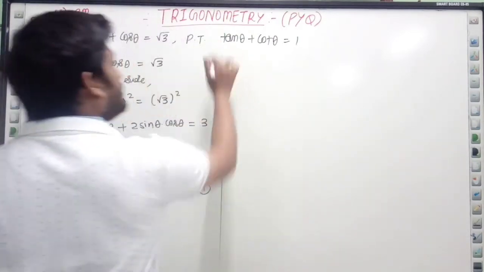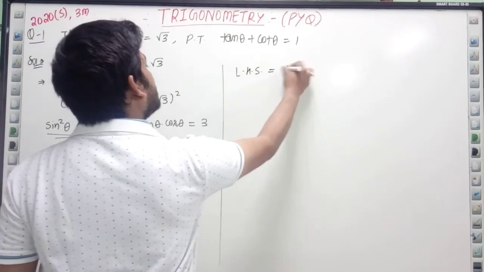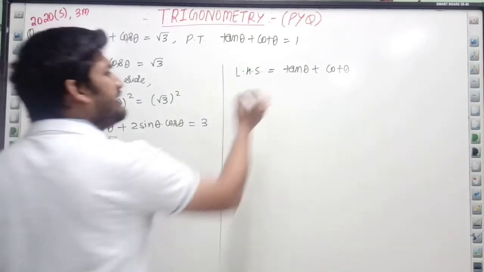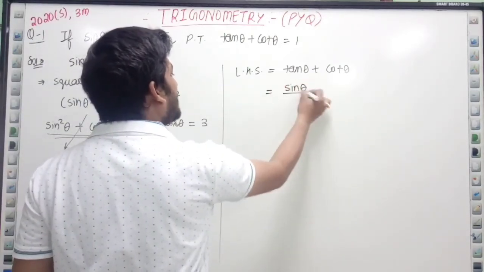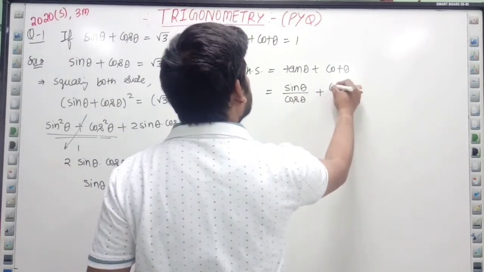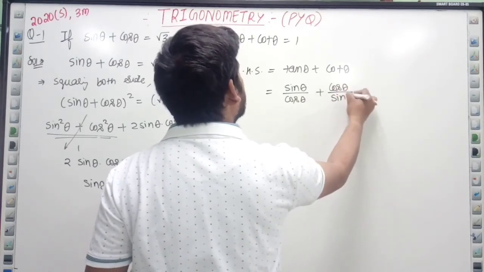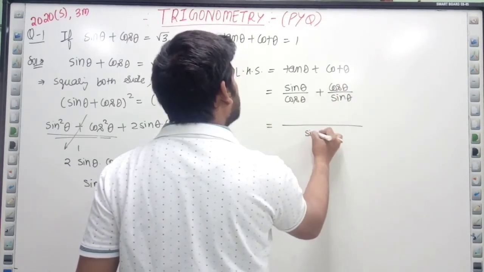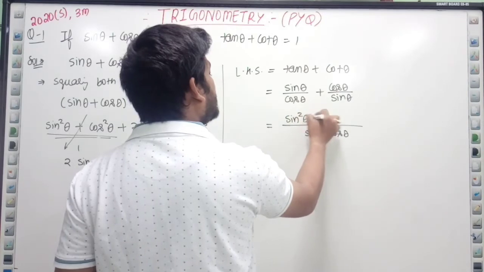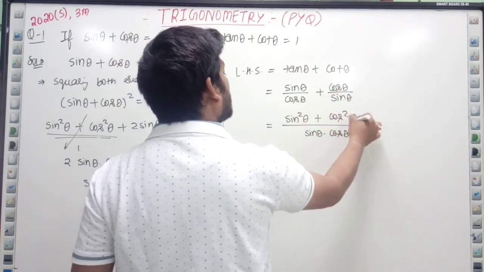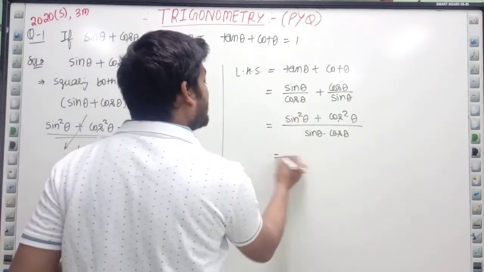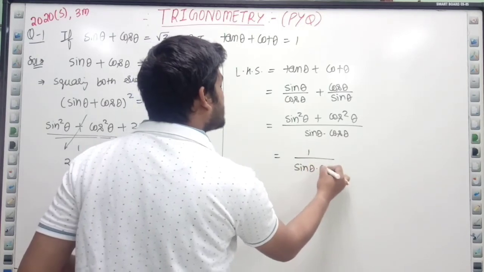Now what we need to prove, I am taking the LHS side. The LHS is tan theta plus cot theta. Tan theta can be written as sin theta upon cos theta, and cot theta can be written as cos theta upon sin theta. If I take LCM, sin theta into cos theta, cross multiply: sin square theta plus cos square theta. What is sin square plus cos square? This is 1 upon sin theta into cos theta.